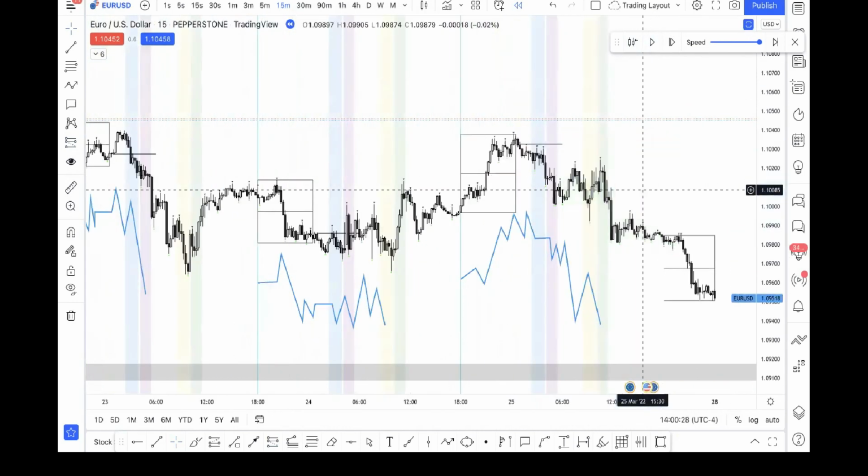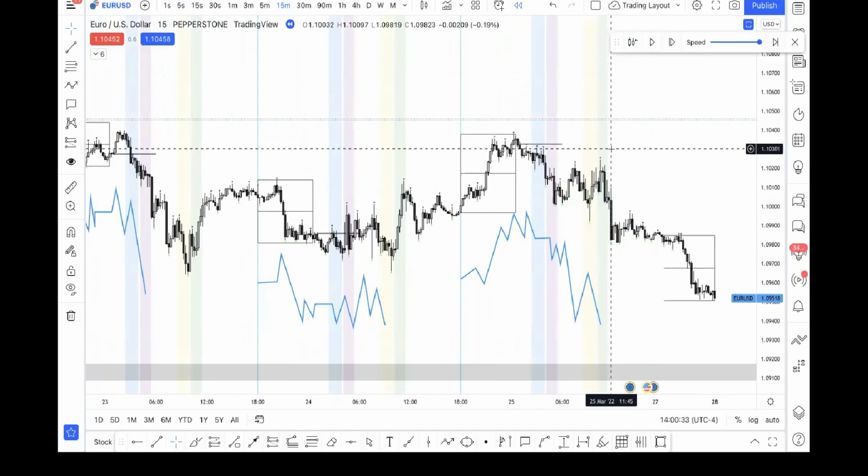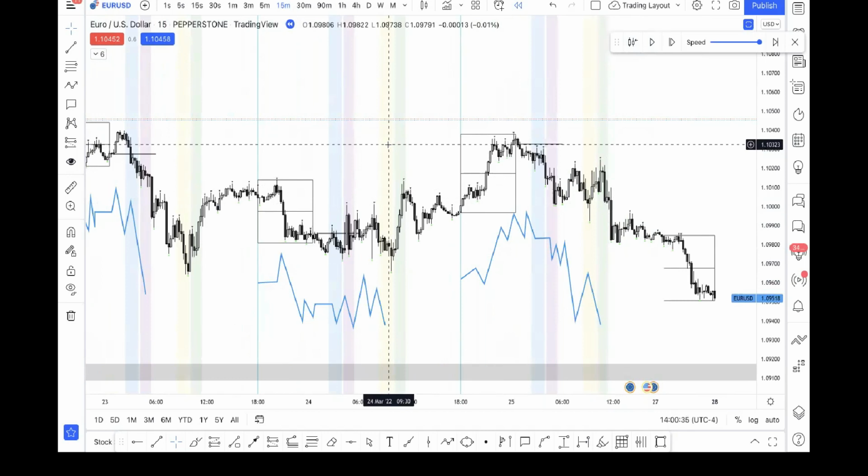So I hope this really helped you guys. What you have to understand is the intentions of price delivery for London. Okay, so that is to create liquidity or go into bullish bearish POIs following Asia's price action.